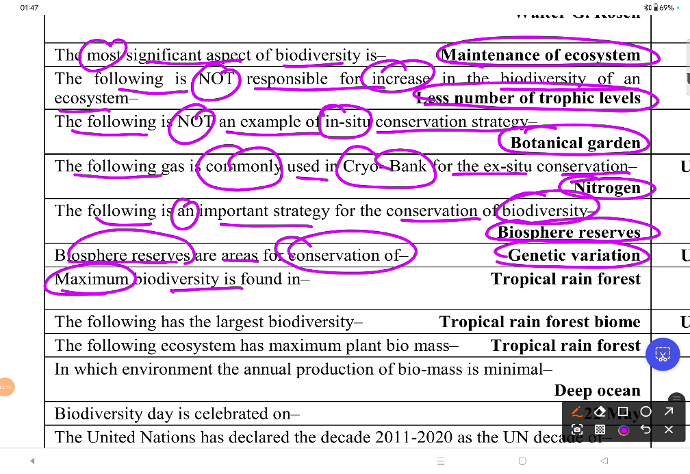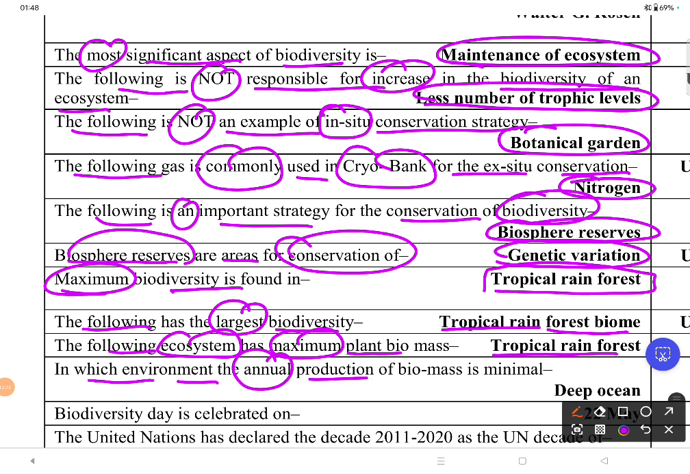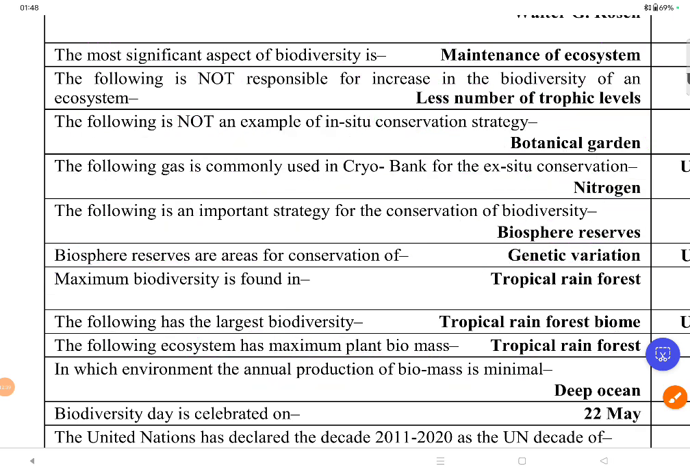Maximum biodiversity is found in tropical rain forest. The largest biodiversity is in the tropical rain forest biome. The ecosystem with maximum plant biomass is tropical rain forest. The environment where the annual production of biomass is minimal is the deep ocean.